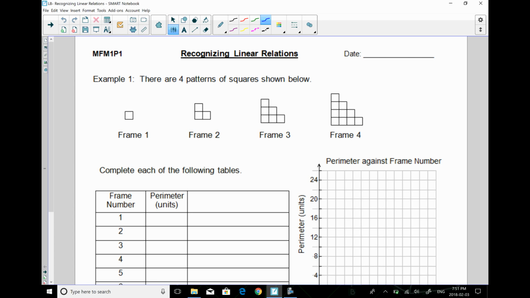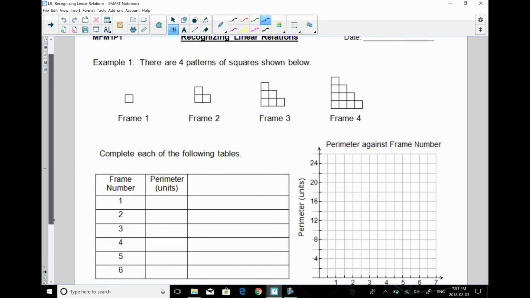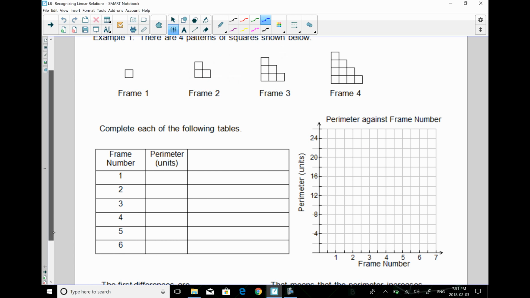In this video, I'm going to show you how to recognize linear relationships. Example 1. There are 4 patterns of squares shown below. So you'll see frame 1, frame 2, frame 3, and frame 4. Complete each of the following tables.